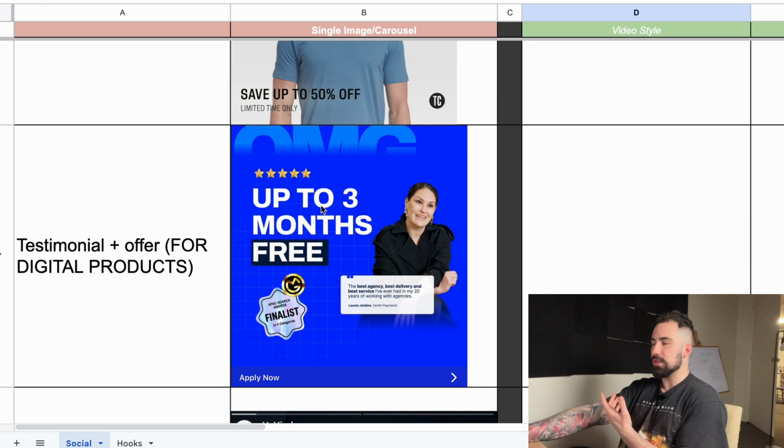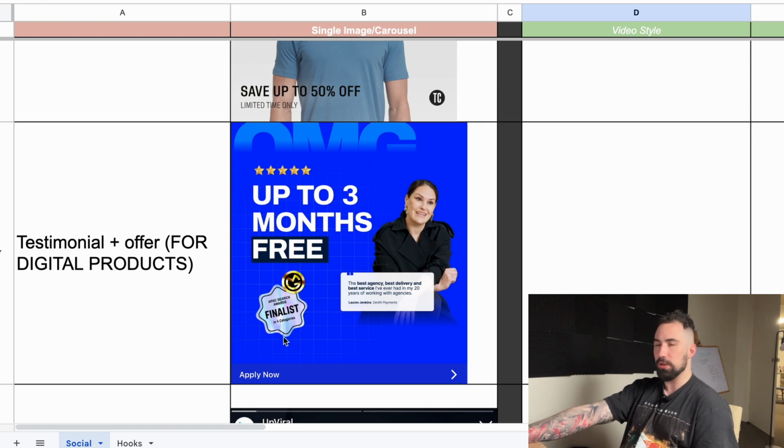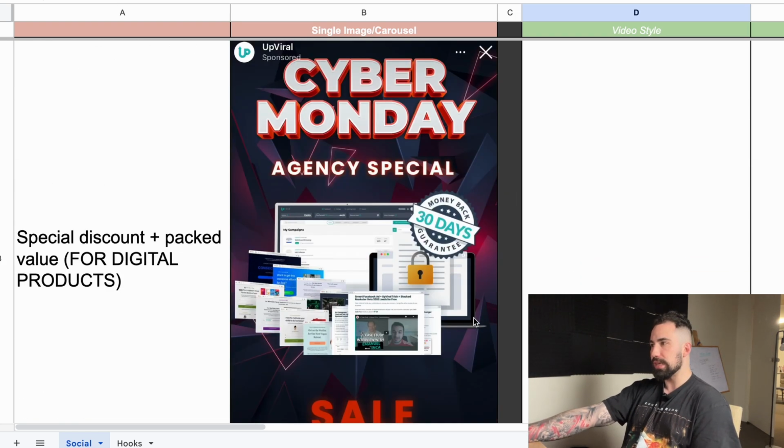Up to 3 months free something. Also there's a review from a client, so this is a great ad overall. Straight offer. They could even just put the offer down. There is a badge of an award. They also introduced a static testimonial, right? So I would definitely see this. If I'm interested in a digital marketing service, I'll be like, okay, let me see what this person is saying, and I will apply. That is a good ad.